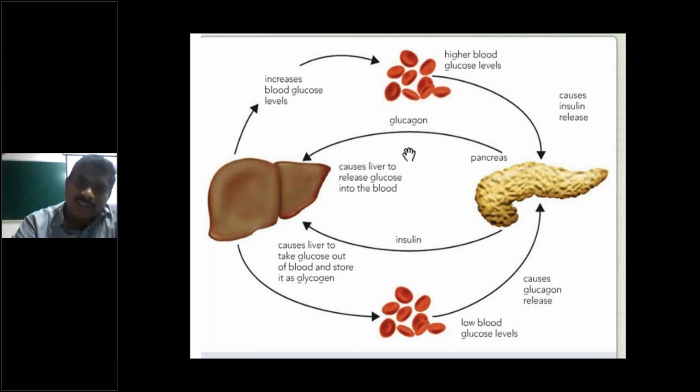Under the influence of insulin, insulin takes the glucose from the blood, and the liberated glucose is stored in the form of glycogen in the liver. Whenever the need arises, glucagon acts on the liver and causes it to release glucose into the blood. That's why glucagon is a counter-regulatory hormone.